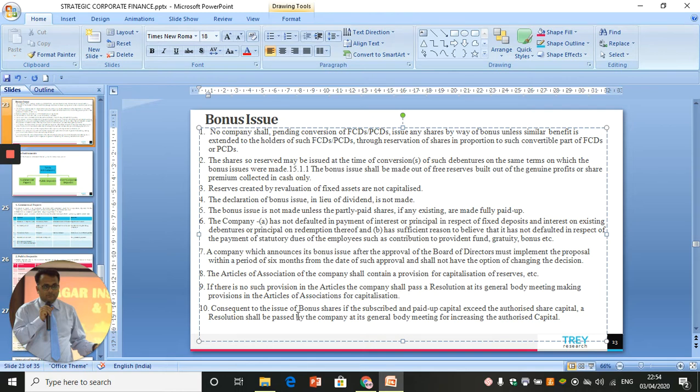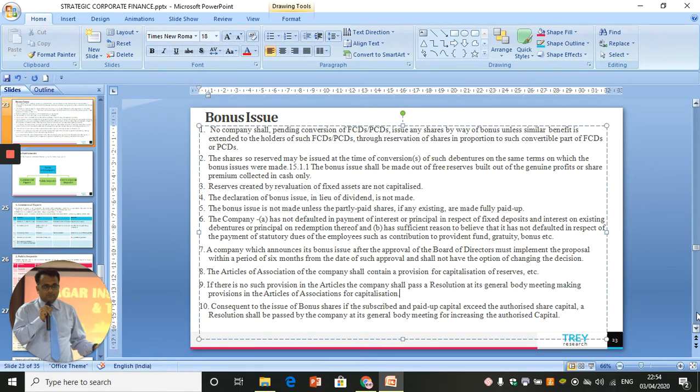And consequent to the issue of bonus shares, if the subscribed and paid up capital exceeds the authorized share capital, a resolution shall be passed by the company at a general meeting for increasing the authorized capital. See, share capital can never be above authorized capital. So if the subscribed and paid up capital exceeds the authorized share capital, then the authorized share capital will have to be increased by a resolution, which has to be passed by the company in its general meeting. So this is about the bonus issue. So it is very easy.